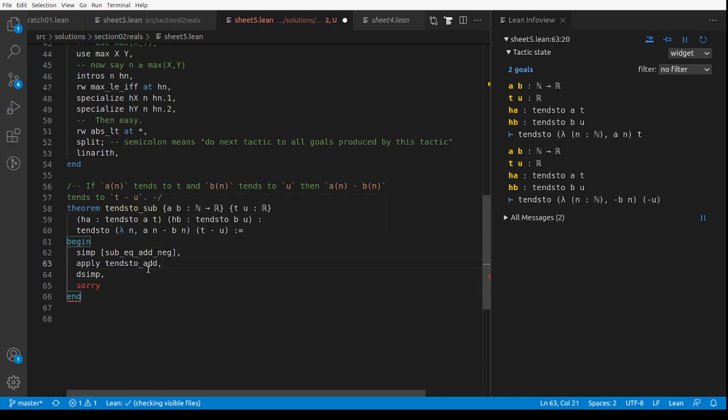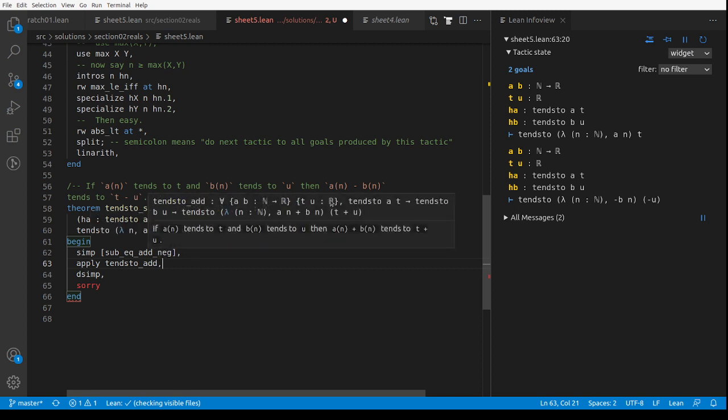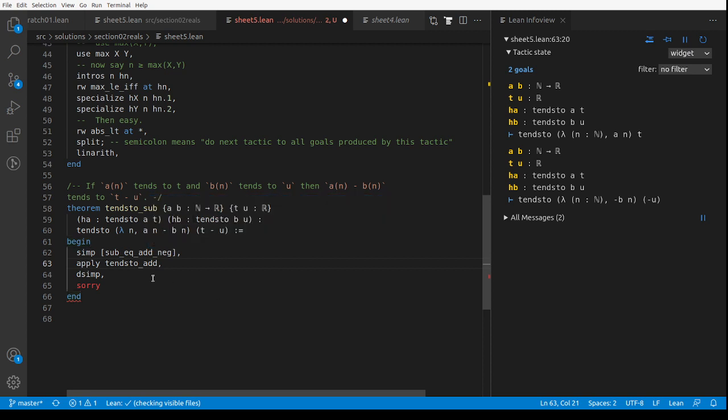You see, it wants two inputs. It wants the proof that a n tends to t and the proof that b n tends to u, and then it will prove that a n plus b n tends to t plus u. And we didn't give it any inputs, and so that's why we've got two goals. So in fact, the first input is just ha, so we could put ha there. And now we've only got one goal.